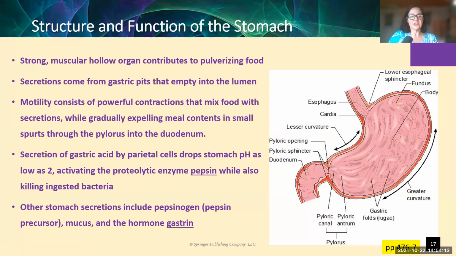That very low pH also can digest some bacteria. There is one famous bacterium that can survive it, and we'll talk about that one separately. But most bacteria are done away with at this very low pH. And as I've mentioned, you make the pepsinogen, which is the pepsin precursor, you make mucus, and the hormone gastrin. Gastrin was the signal to make more hydrochloric acid and make intrinsic factor and release those.